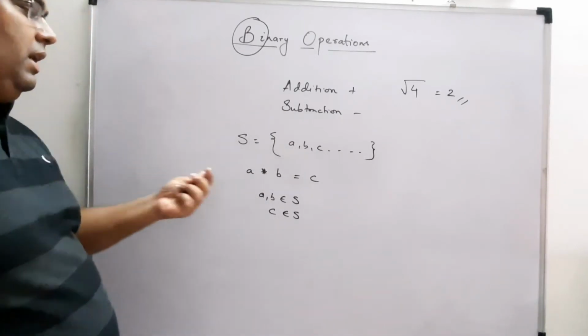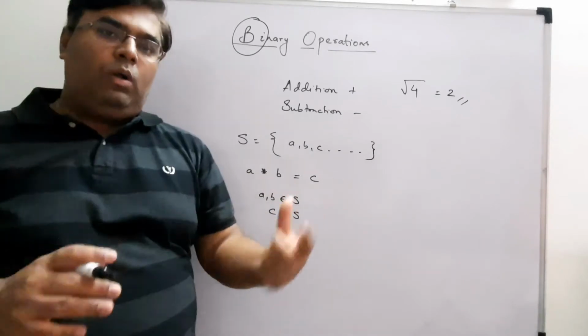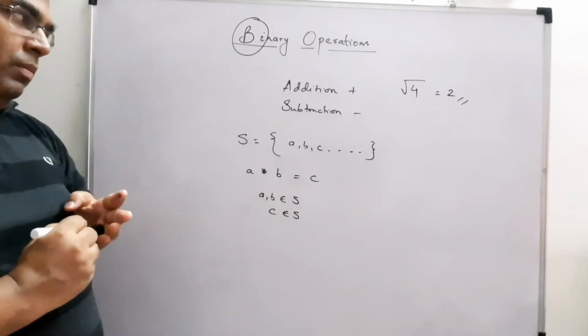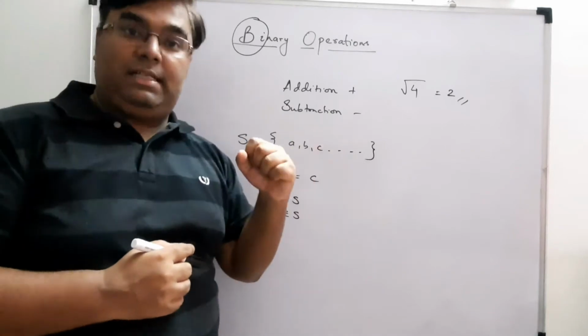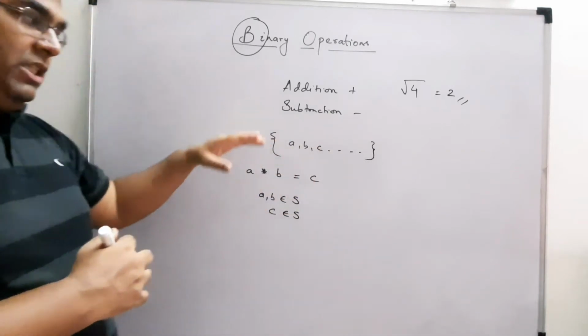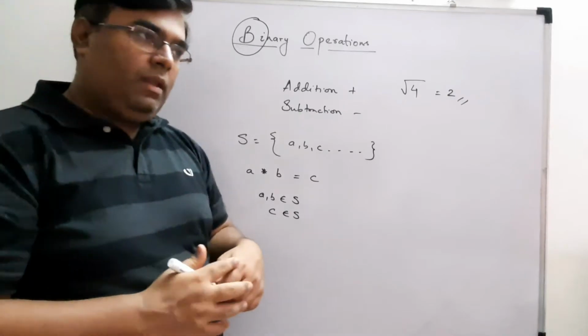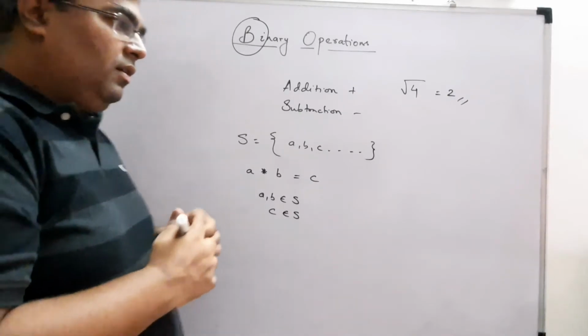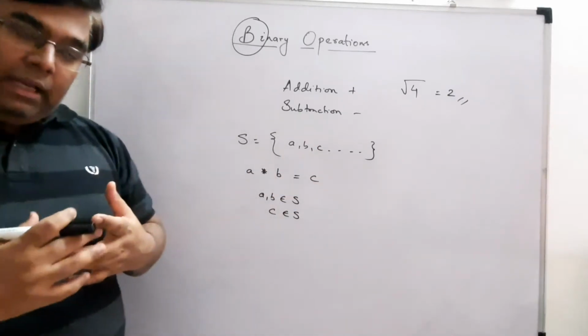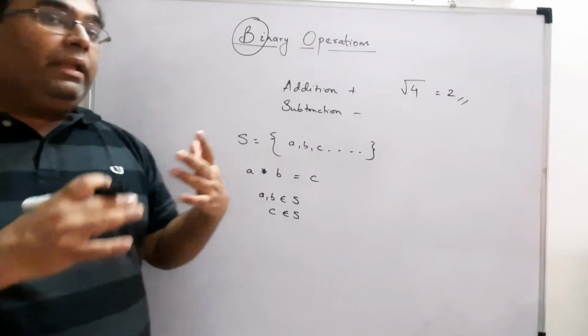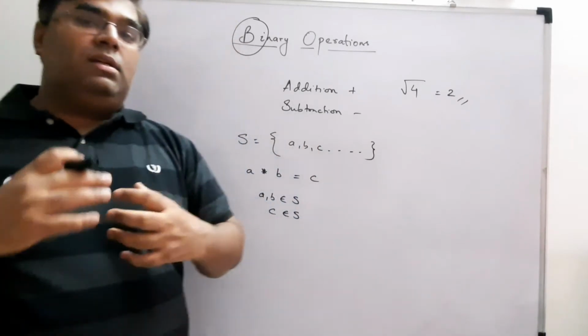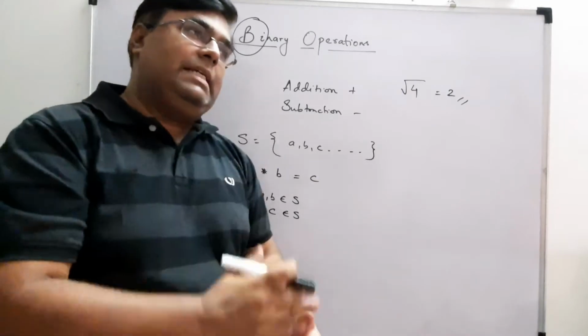A, B and C, all three of them should be from the same set. Now this is the restriction. This is also known as my closure property. Closure property is what? The set from which I am taking out two numbers, my result should be within that set only.